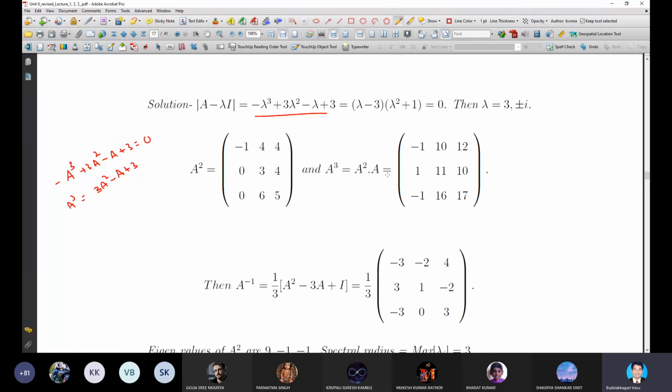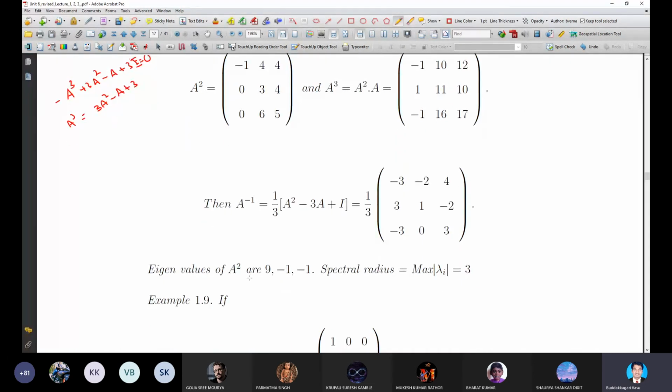Like this also you can calculate. No need to multiply. Okay, and A inverse. So finding the inverse, you just multiply this equation with A inverse on both sides. 3 into I is equal to 0. So therefore, A inverse becomes 1 by 3 into A square minus 3A plus I. So from this you can find the inverse.